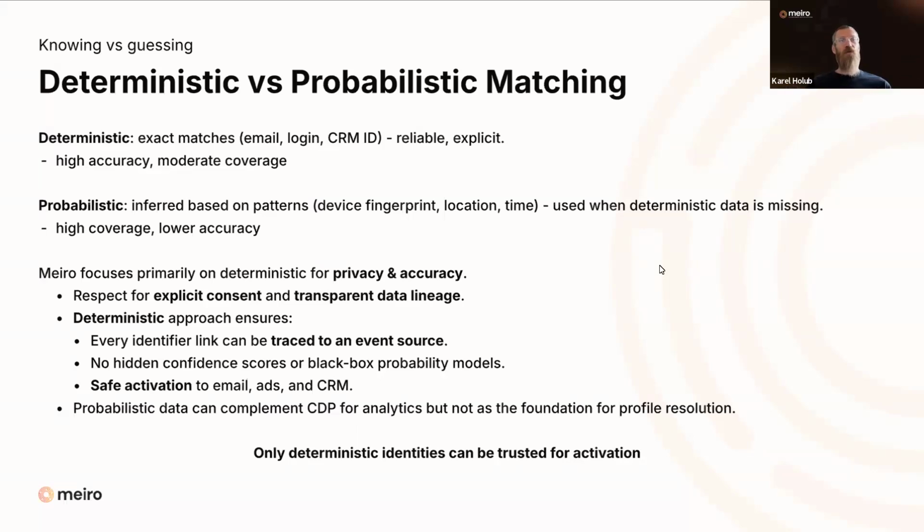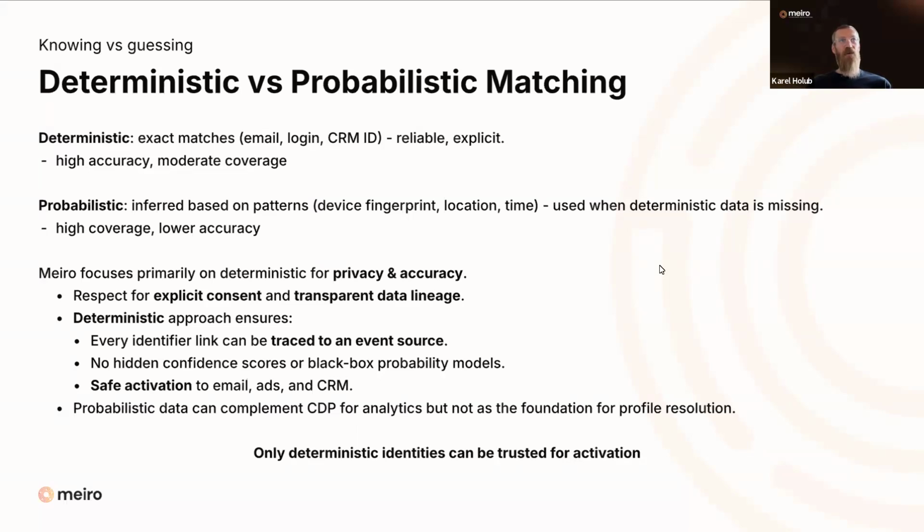So deterministic process, and that's the process that Meiro CDP is focusing on, is a very exact model for identity matching. It's based on the exact match of deterministic attributes such as email, login ID, but it can also be CRM ID, and it's also using first-party IDs that are the trackings from the website or mobile applications and so on.